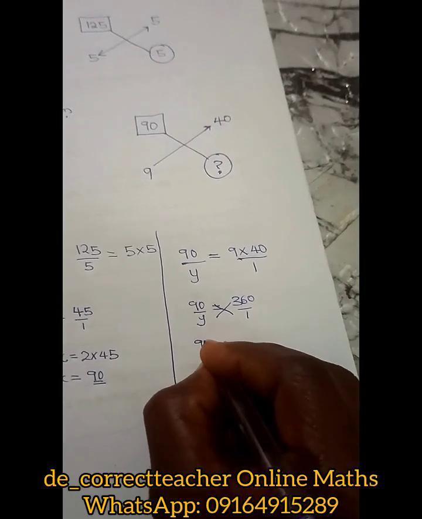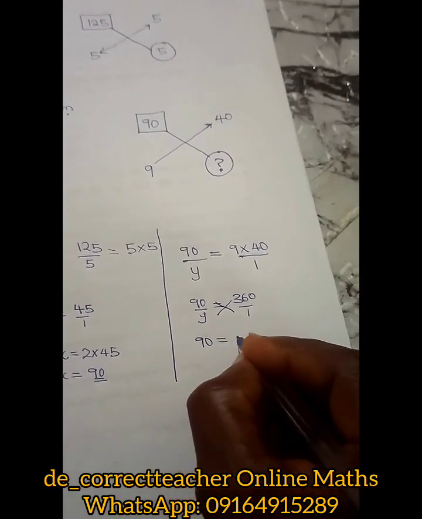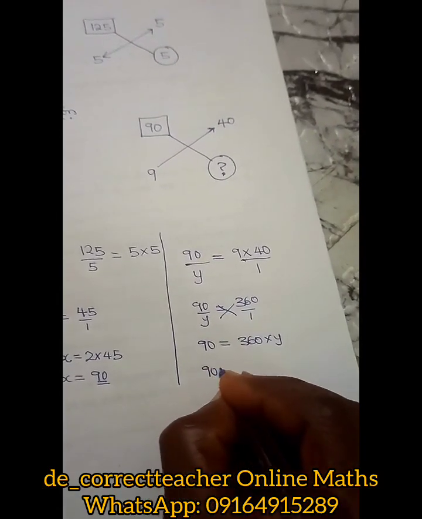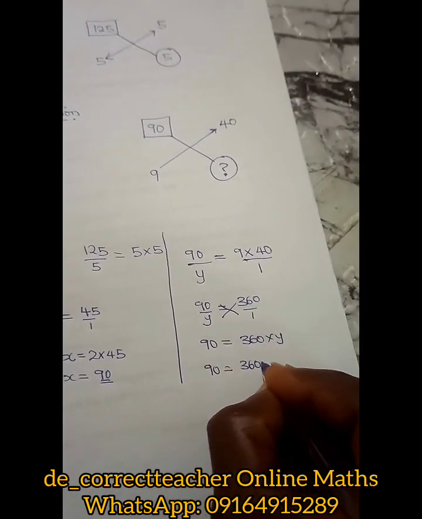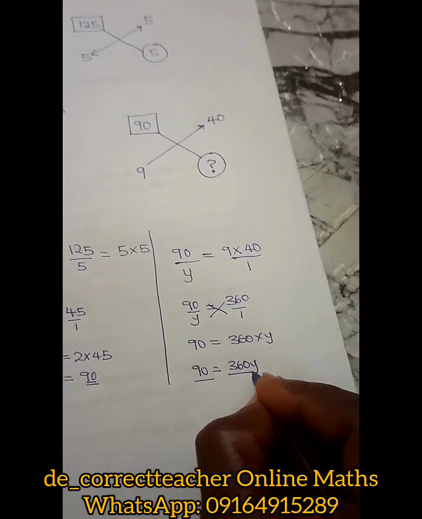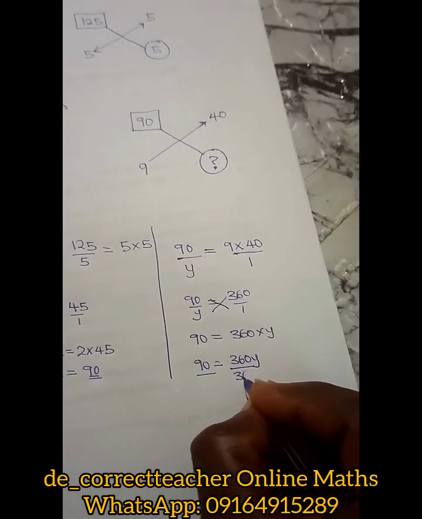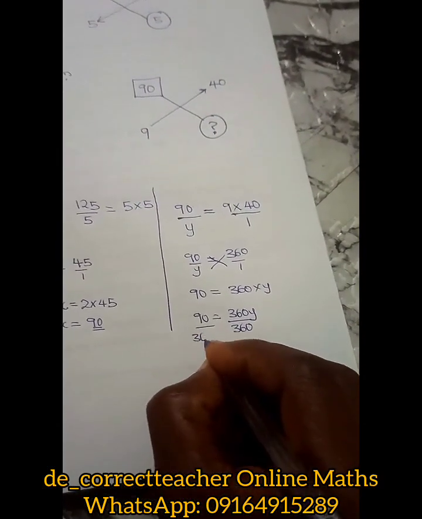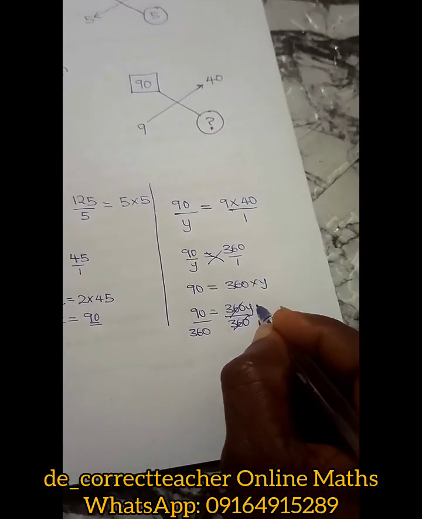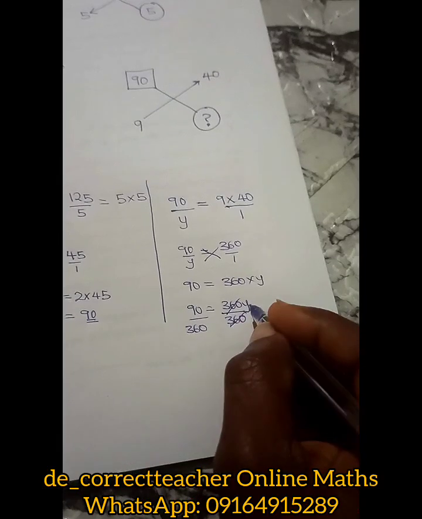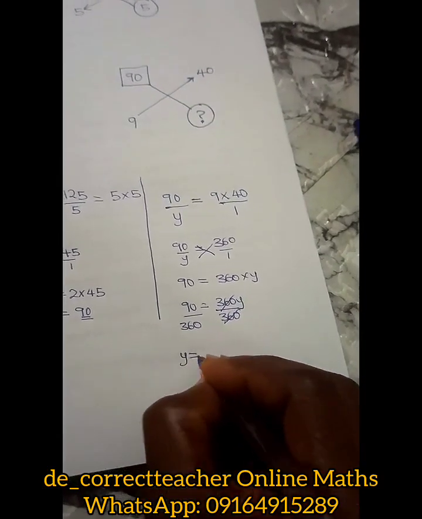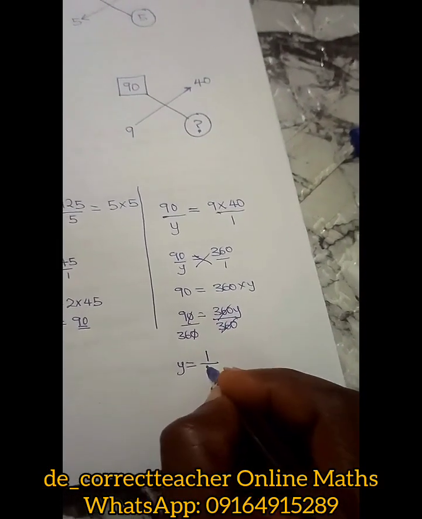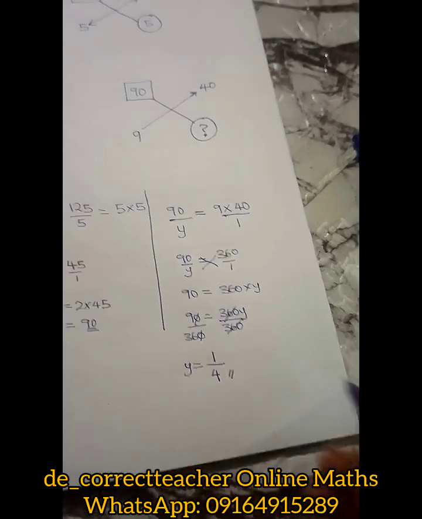If I cross multiply, I'm going to have 90 equals 360 times y. 90 is equal to 360y. To find y, I have to divide both sides by 360 so that y will stand on its own. 360 will cancel 360, so y is left here. So y is equal to, 0 will cancel 0, so 9 over 36. 9 into 36 is 4. So y is 1 over 4.